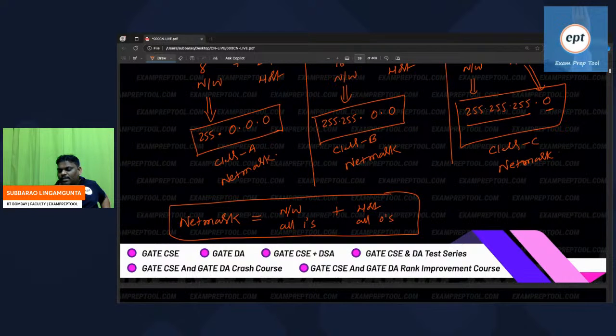Class B, class E, it is gone. Only one point: Class D is for multicasting. Class E is for research purpose and emergency, or one more thing is military purpose.